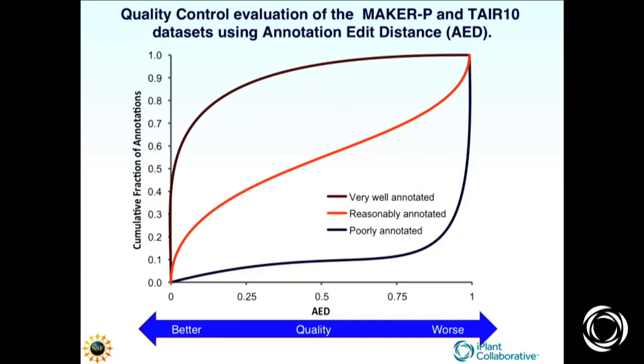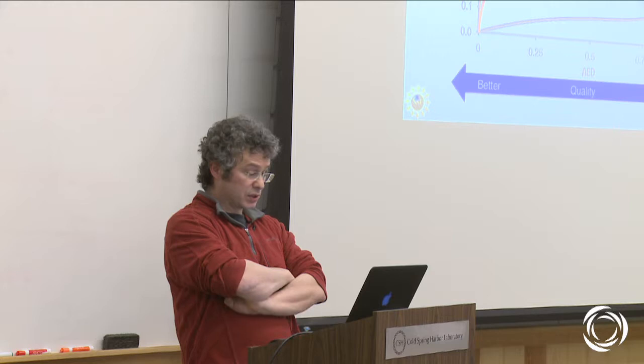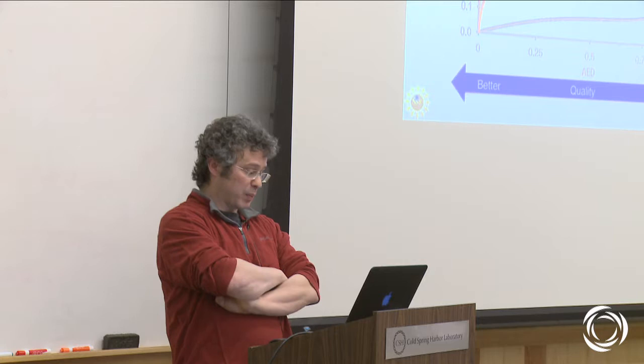One of the nice things about it that really distinguishes Maker from other annotation pipelines that are available is that it comes out with a quality metric that allows you to distinguish good quality annotations from poor quality annotations, and it uses something called the annotation edit distance. Basically, it asks how well does the final gene model correspond to the underlying evidence, and it looks at specificity and sensitivity and creates this distance matrix, and the lower the AED, the distance, the better the annotation is.